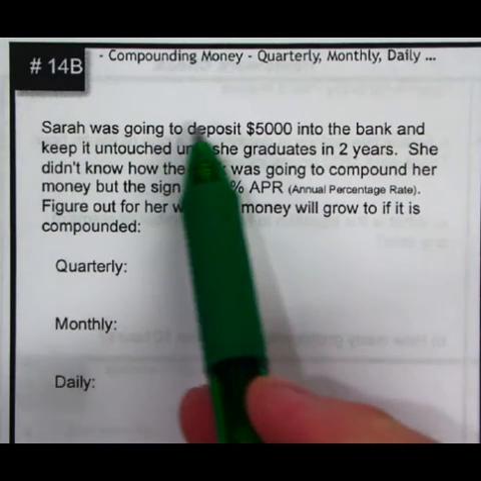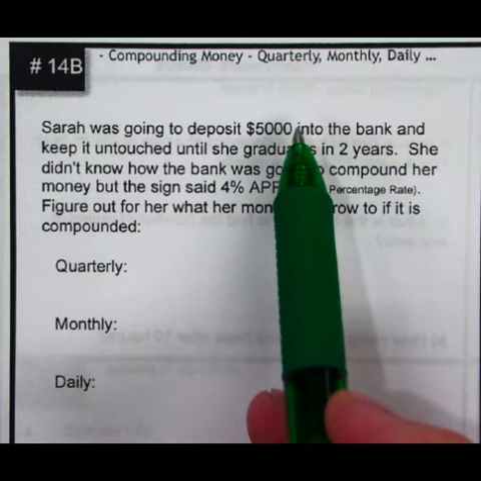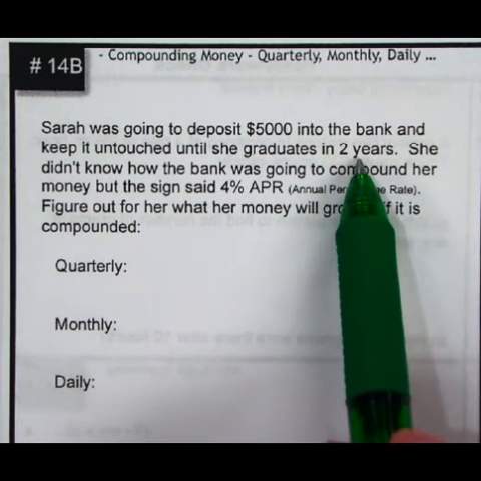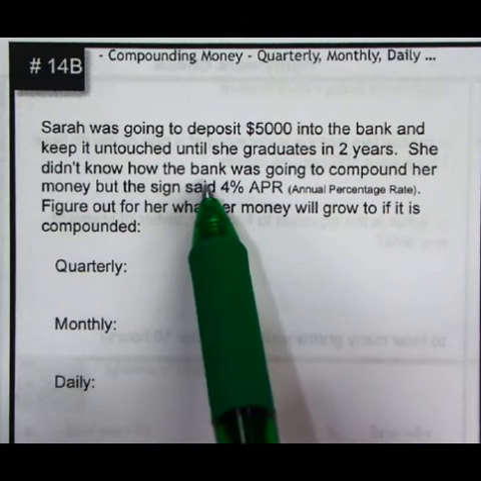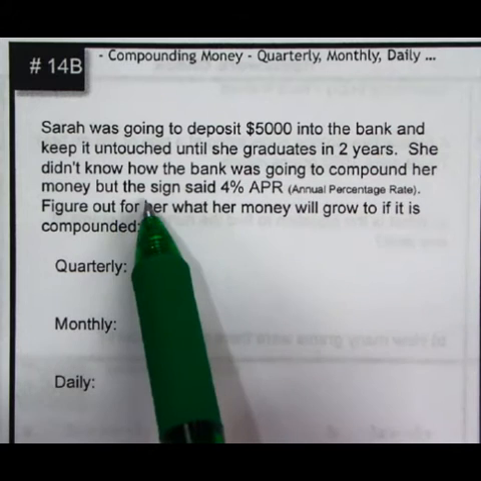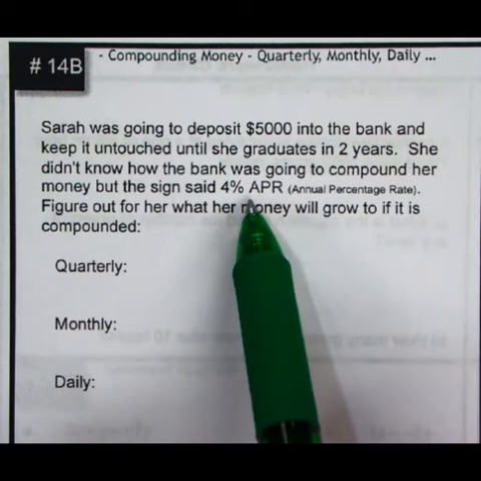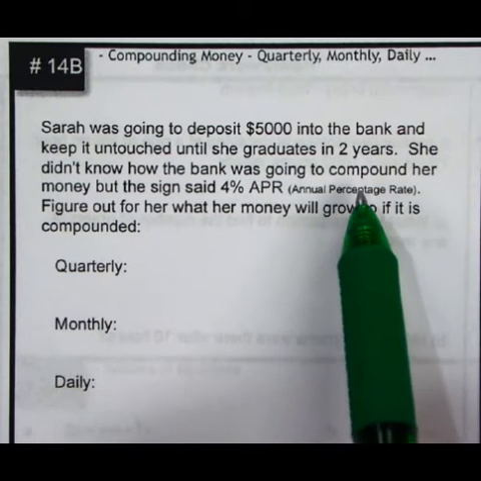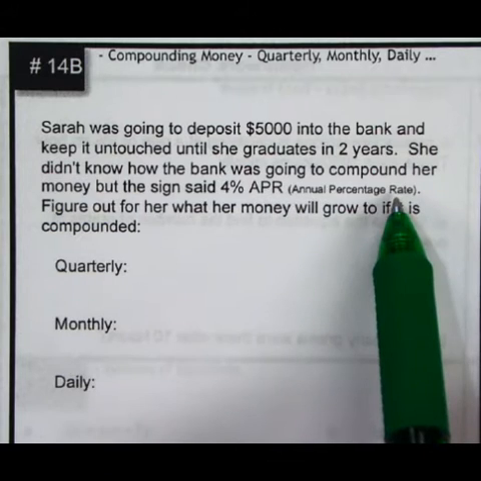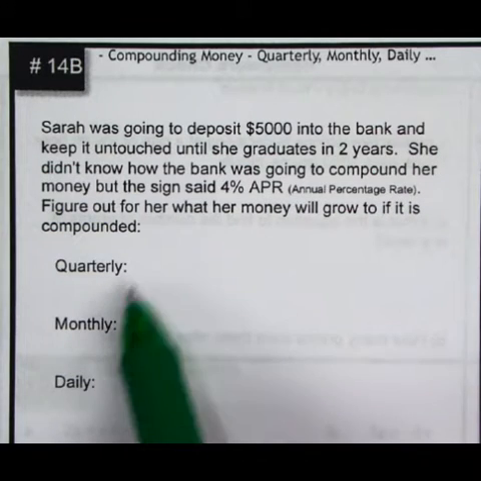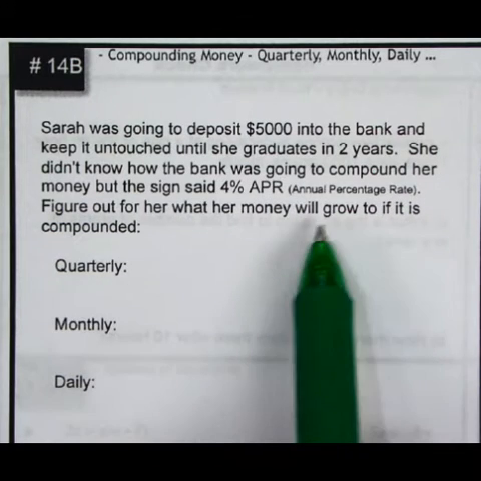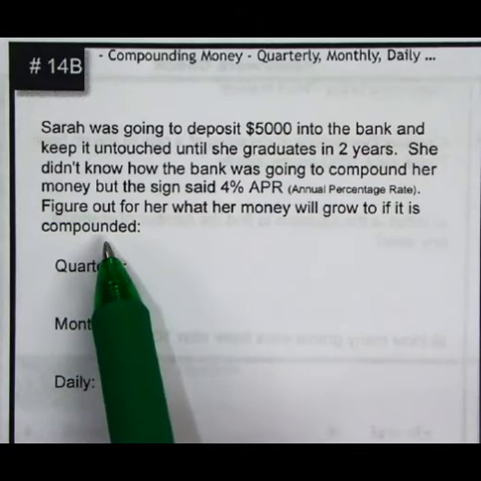Sarah was going to deposit $5,000 in the bank. She was going to keep it untouched until she graduates in 2 years. She didn't know how much or how the bank was going to compound her money, but the sign said 4% APR. That 4% is your annual percentage rate. It's going to be cut up into chunks, whether it's quarterly, monthly, or daily. And we're going to talk about how that's going to grow if it's compounded in those different ways.